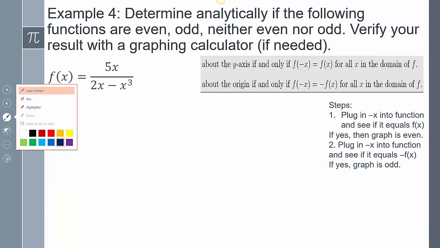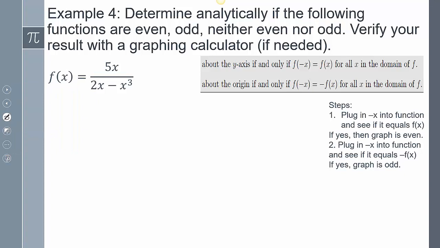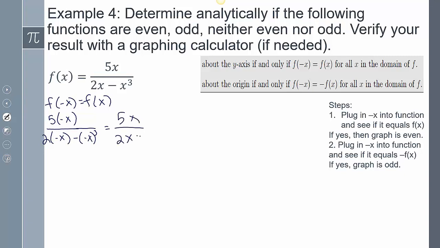Now for this graph here, we just want to be a little careful. If I wanted to determine if this was going to be even, that means f of negative x equals f of x. So plugging that in, I get 5 times negative x over 2 times negative x minus negative x cubed. Does that equal 5x over 2x minus x cubed? So I'm going to get negative 5x on top, and on the bottom here I'm going to get negative 2x. Negative negative is a positive, so plus x cubed.